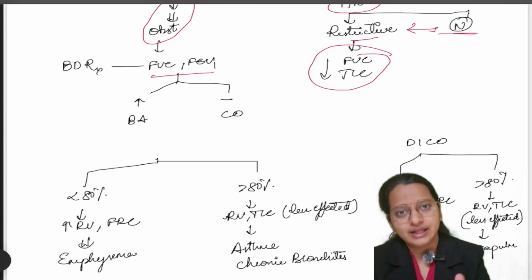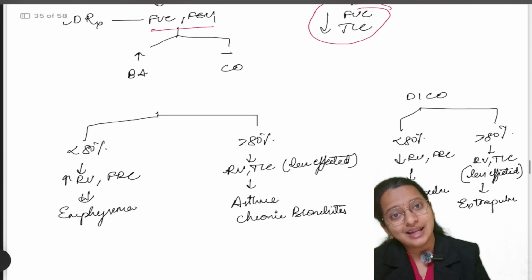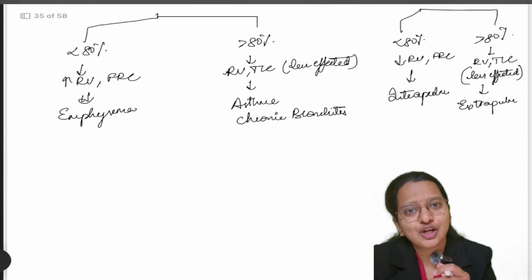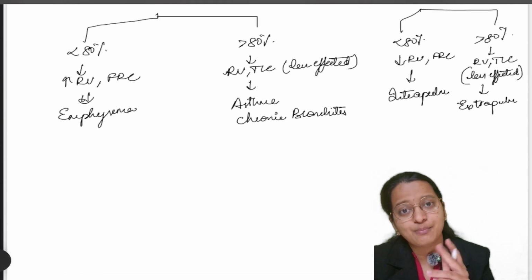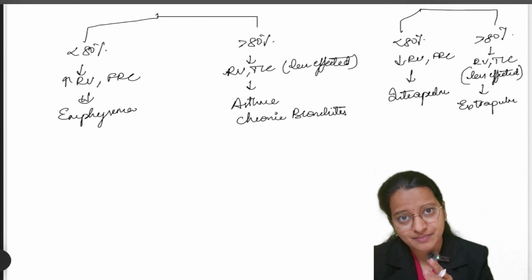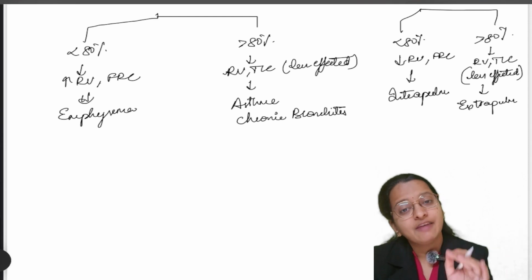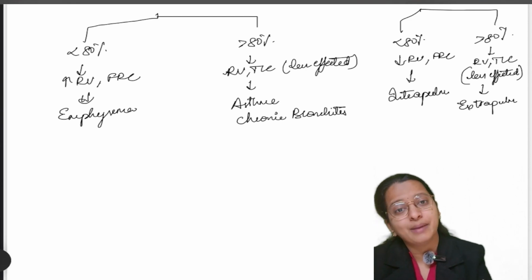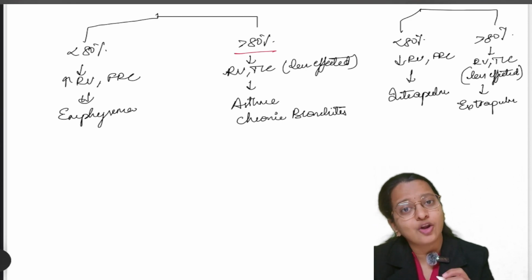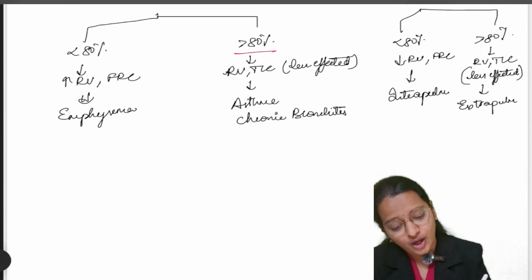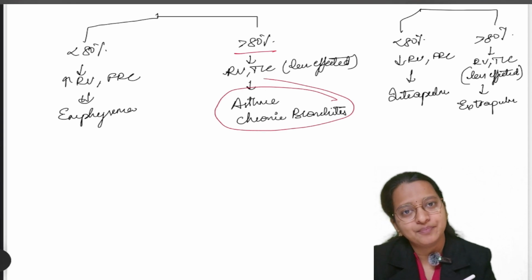Now we'll go for DLCO. If the DLCO is less than 80%, we'll see the residual volume and functional residual capacity. If both of them are increased, it is emphysema. If the DLCO is greater than 80% but residual volume and FRC are not much affected, it means it is chronic bronchitis or asthma.